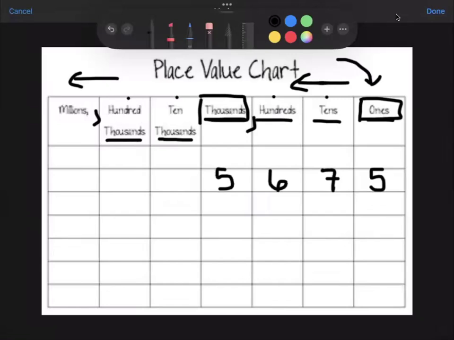If my number was 3,476,892, which is a big number, the place value chart helps me know where to put the commas and what each digit represents. So 2 ones, 9 tens, 8 hundreds, 6 thousands, 7 ten thousands, 4 hundred thousands, and 3 millions.